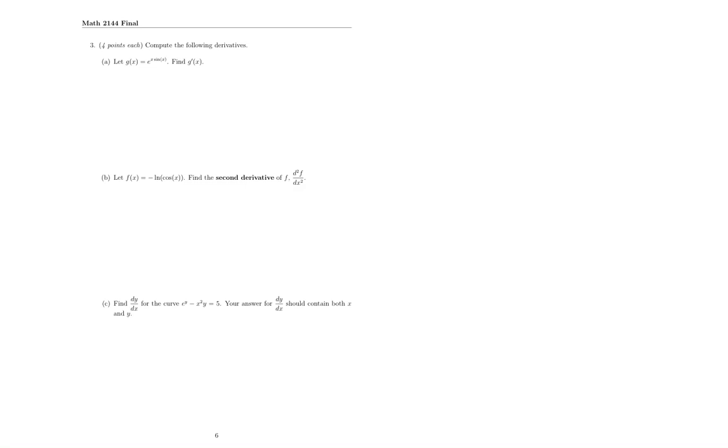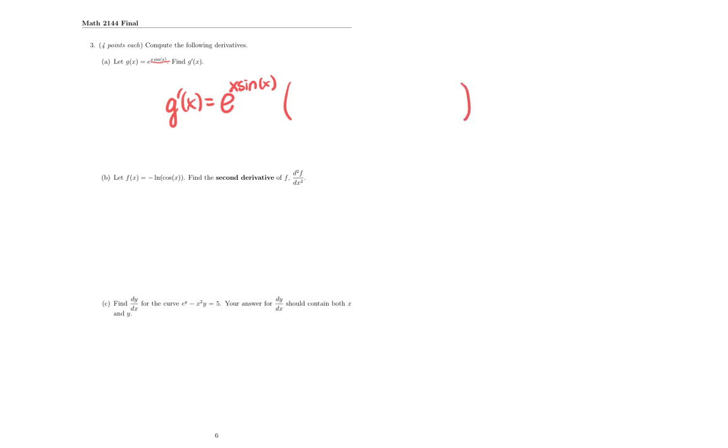Okay, so we're given that g of x equals e to the x sine x, and I want to find g prime. So the first thing I'll notice is that I'm going to need to use the chain rule because this inside part is x sine x. So g prime of x will be e to the x sine x. We're going to leave the inside part alone. The derivative of e to the stuff is just going to be e to that stuff. And here I need to take the derivative of this x sine x.